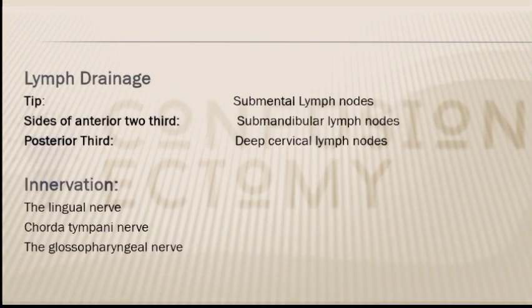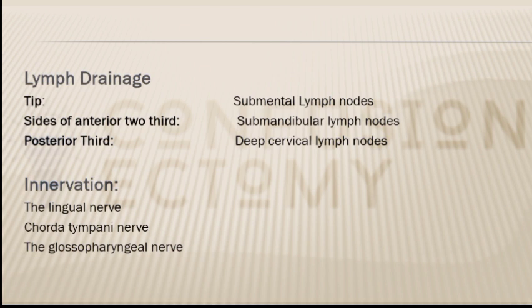Next, we'll see the lymph drainage of the tongue. The lymph from the tip drains into the submental lymph nodes. The lymph from the lateral sides of the anterior two-third drains into the submandibular lymph nodes, and the lymph from the posterior third drains into the deep cervical lymph nodes.